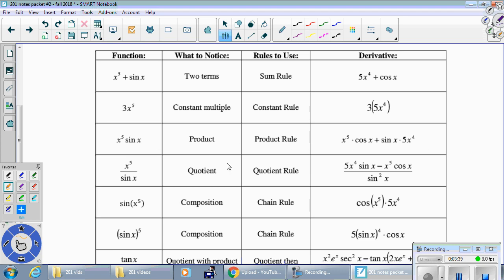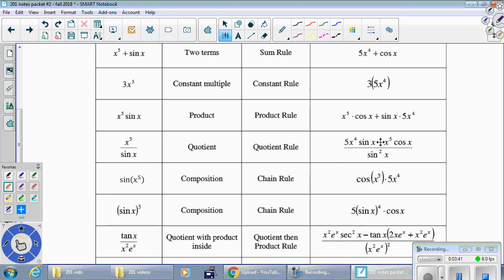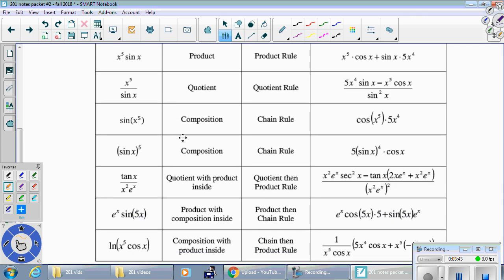The answer is here. Likewise, this is a quotient. Got to use the quotient rule. This is a composition, but this is a different composition, so be really clear on the difference between these two. This is sine of stuff. This is some stuff to the fifth power. Sine of stuff becomes cosine of stuff times the derivative of the stuff, but stuff to the fifth becomes 5 stuff to the fourth times the derivative of the stuff.